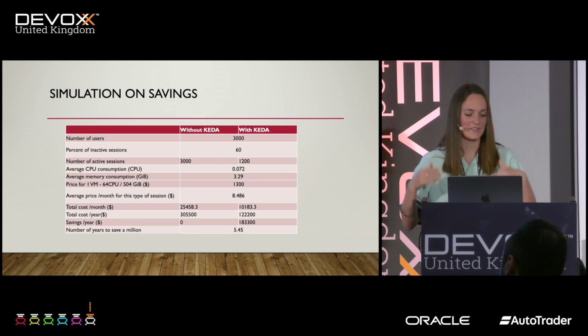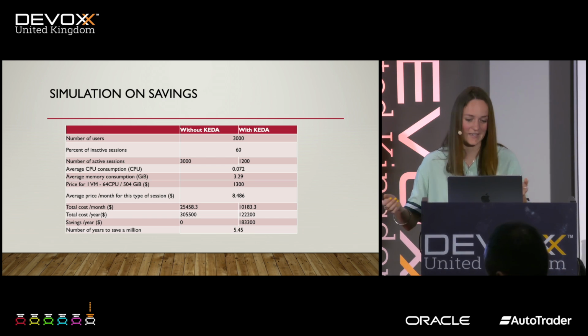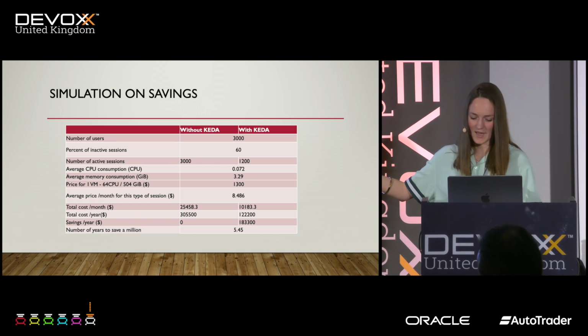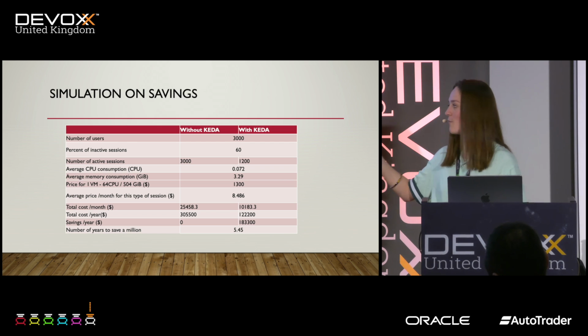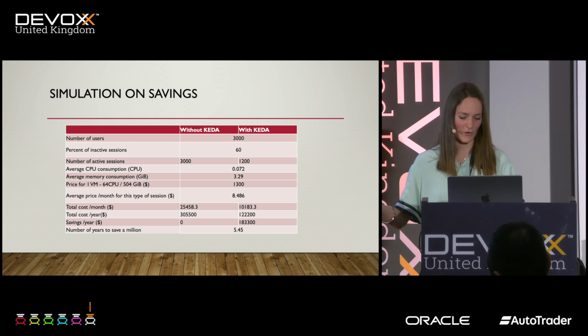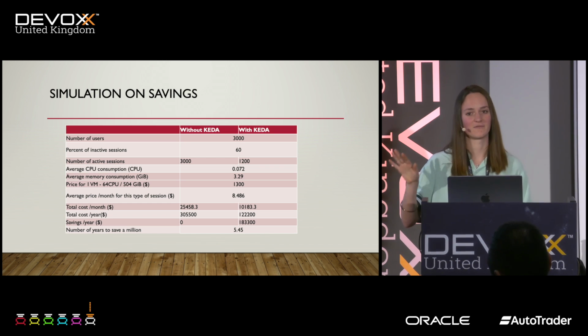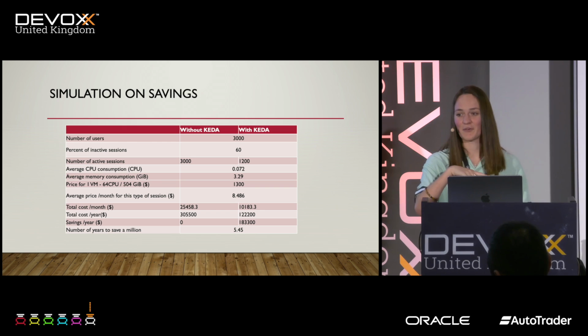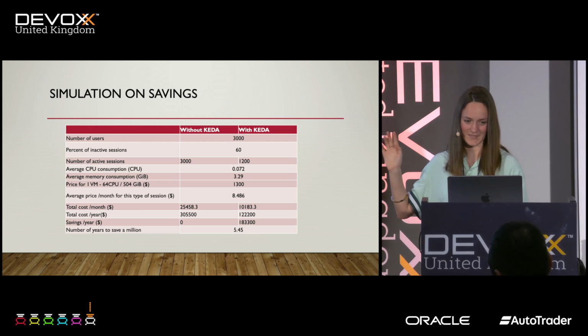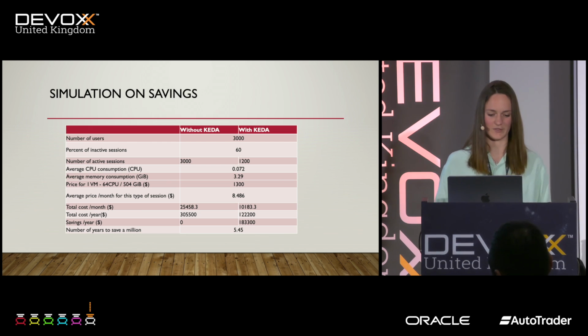Which means the total cost per year is as follows. And it means that if we want to save $1 million, knowing that we are going to save around $180,000 a year, it's going to take us around 5 years. As we said before, we pay for our resources 3 years ahead. So it means that we are going to need a bit of time before we start actually saving money. But the cost savings that we can make are still really important.